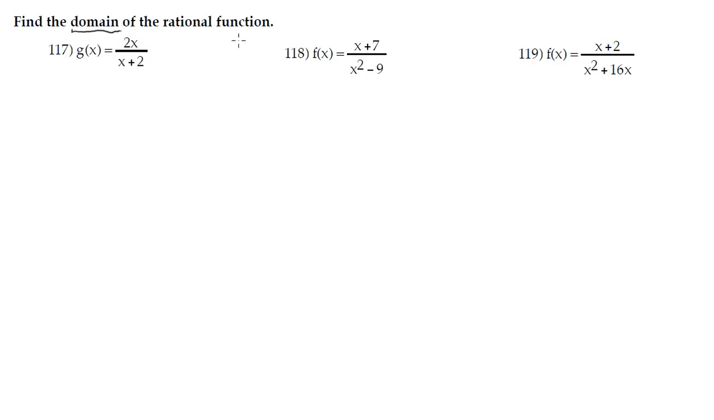So when we're finding the domain of rational functions, we're checking to see what x values are not in our domain. We're looking for the opposite. We're looking for what values are not in our domain. Specifically, we're looking to find values that make the denominator equal 0.